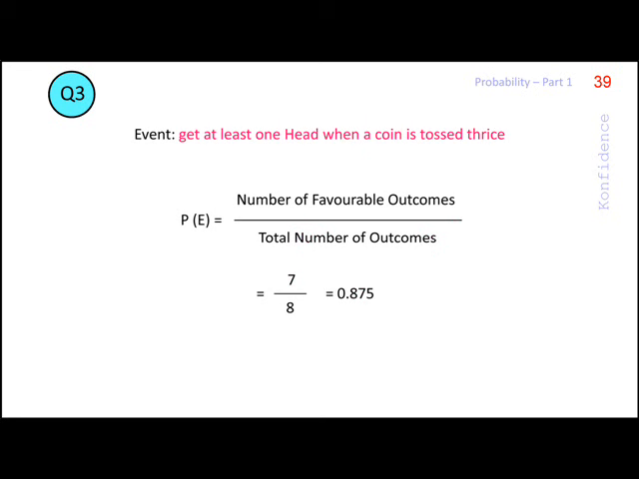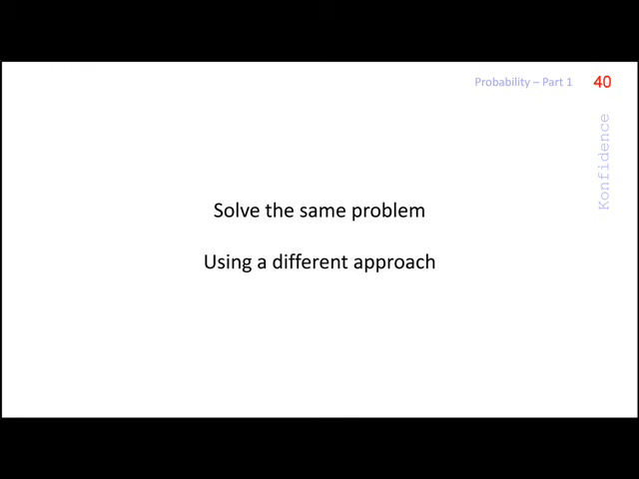So, the probability that we will get at least one head when we toss a coin thrice equals number of favorable outcomes divided by total outcomes, which in this case is 7 divided by 8 or 0.875. When you analyze a problem or a question, you should try to solve it using different approaches. This will enhance your understanding of the fundamentals and give new ideas to tackle different situations.